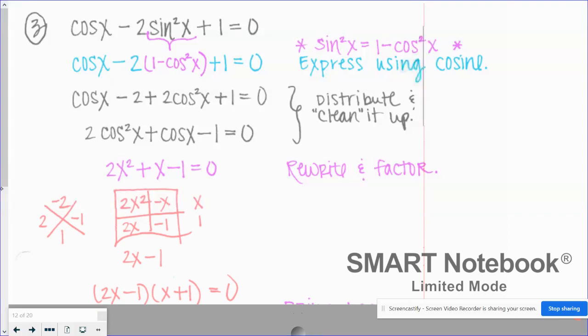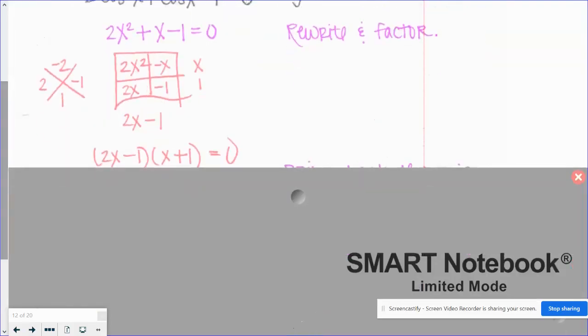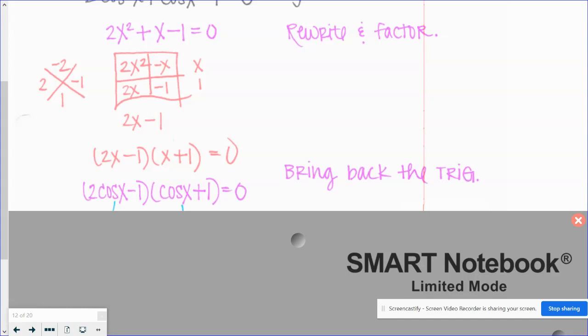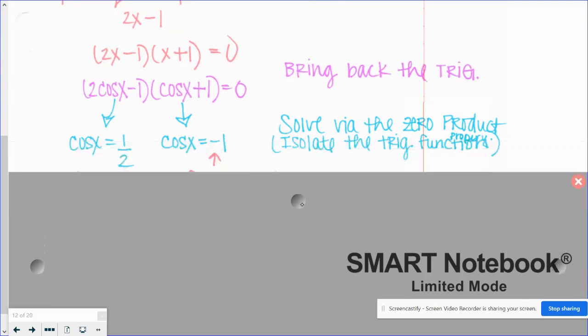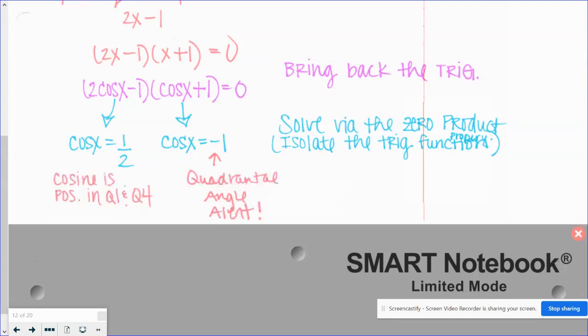I got that 2x minus 1 times x plus 1 are the 2 factors. Bring back the trig being cosine. So really my 2 factors are 2 cosine x minus 1 and cosine x plus 1. You know what comes next? The zero product property. Set each of these factors equal to 0 and solve for cosine. So I did that, look. 2 cosine x minus 1 became cosine of x equals 1/2, and cosine x plus 1 became cosine of x equals -1.